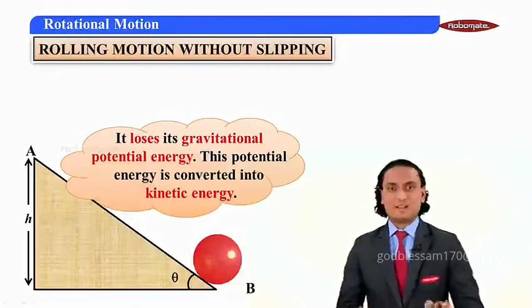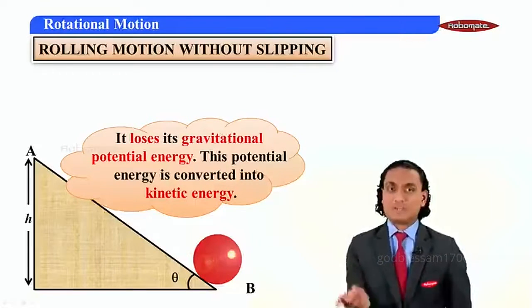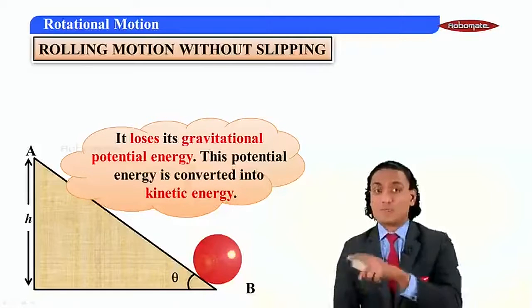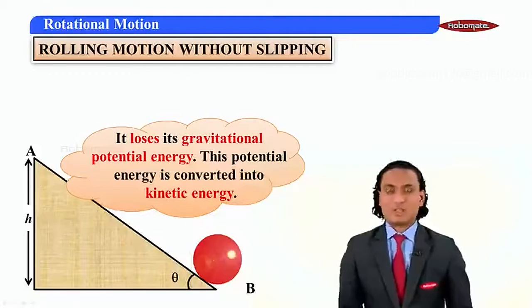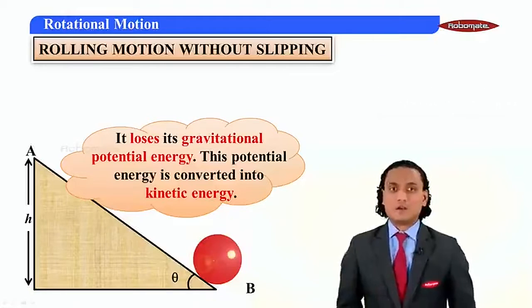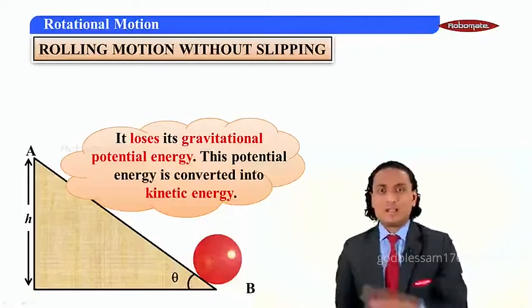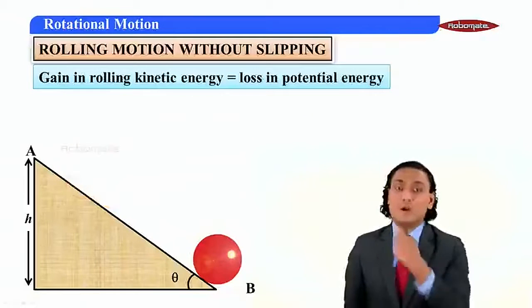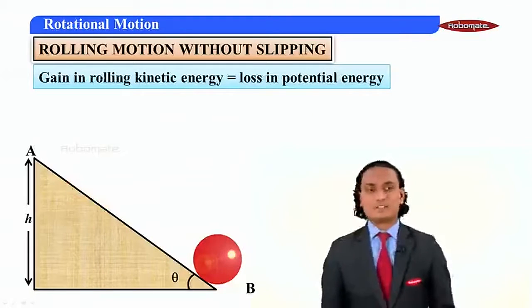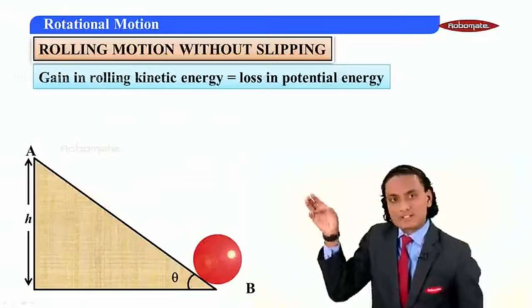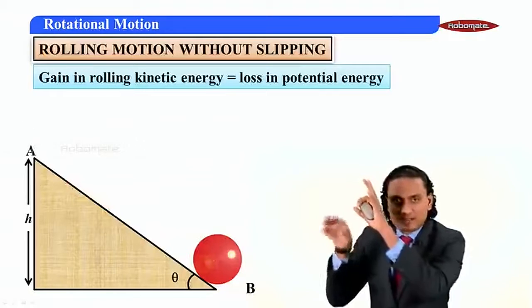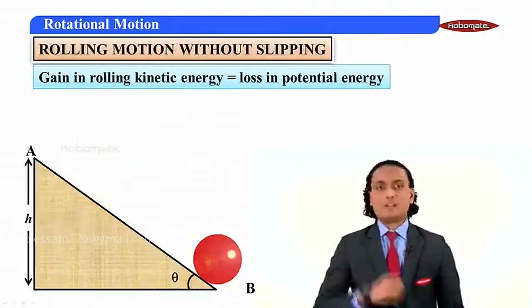Is that clear? Because energy can neither be created nor destroyed, it can be transformed from one form to another. So here the sphere is gaining some kinetic energy, rolling kinetic energy. The gain in rolling kinetic energy is equal to the loss in potential energy. So at A, potential energy is lost, and that is converted to rolling kinetic energy. Is that clear?